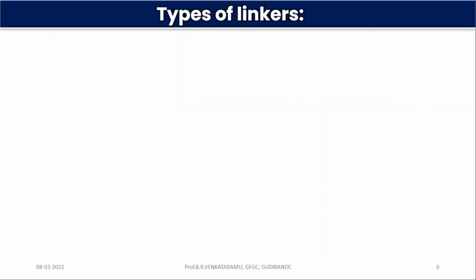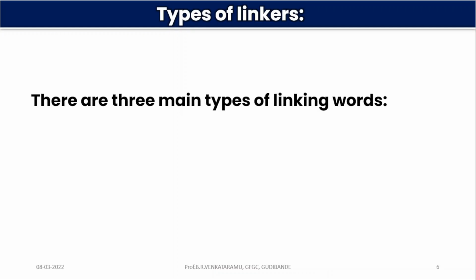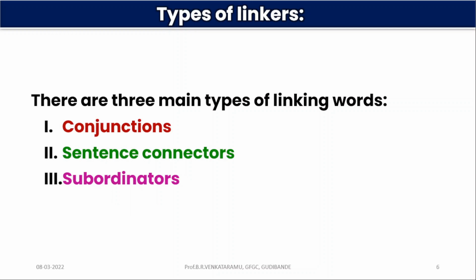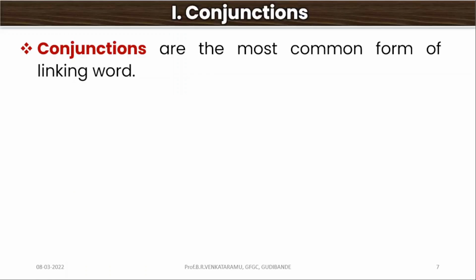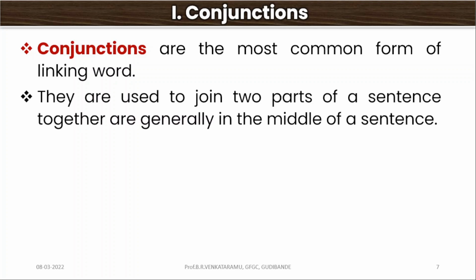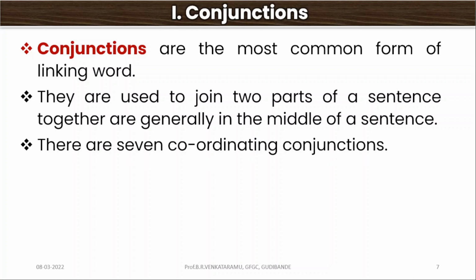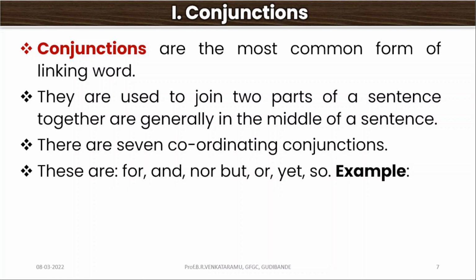Let's know the types of linkers. There are three main types of linking words. The first type is called conjunctions, second type is called sentence connectors, third type is called subordinators. Friends, now let's come to the conjunctions, the first type of linkers. These conjunctions or linkers are the most common form of linking words. They are used to join two parts of a sentence together, and are generally used in the middle of a sentence. There are 7 coordinating conjunctions. They are for, and, nor, but, or, yet, so.